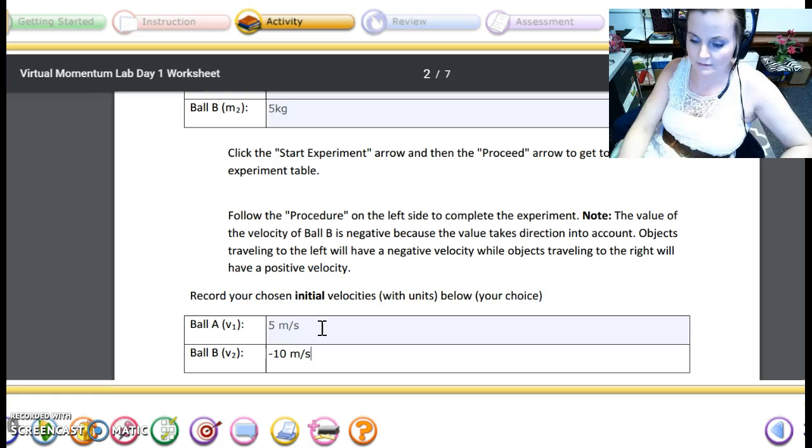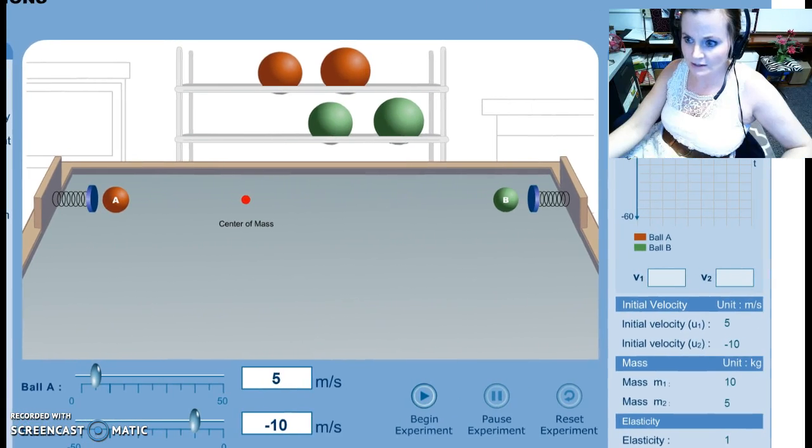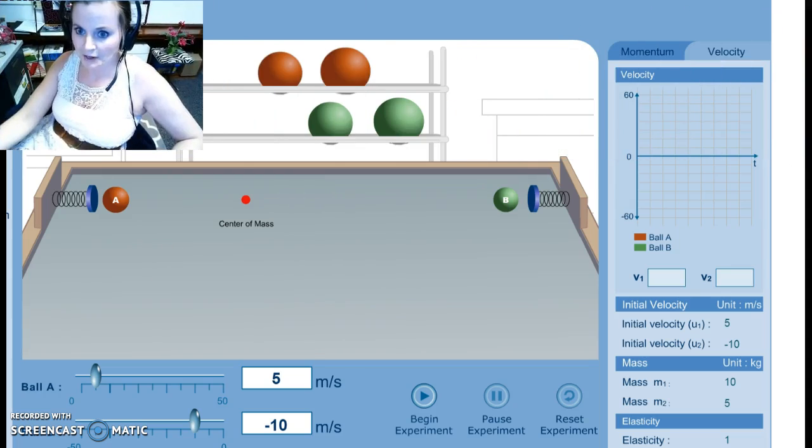Okay. So then the next step is to push play, and you are going to wait for them to collide and then pause the experiment to see their velocities. Okay? So I'm going to move this over a little bit so you can kind of see the graph. And I'll move me too. There. Alrighty, so let's go ahead and push play.